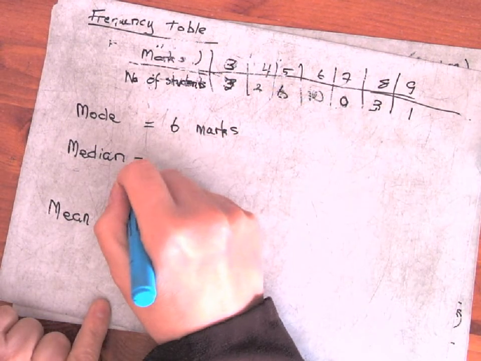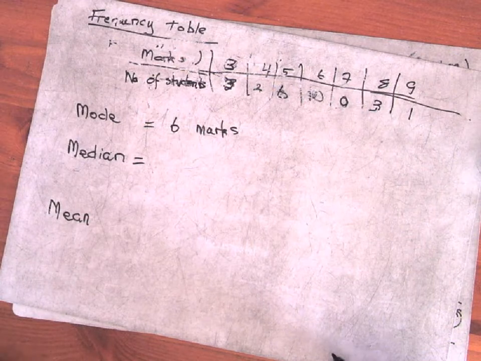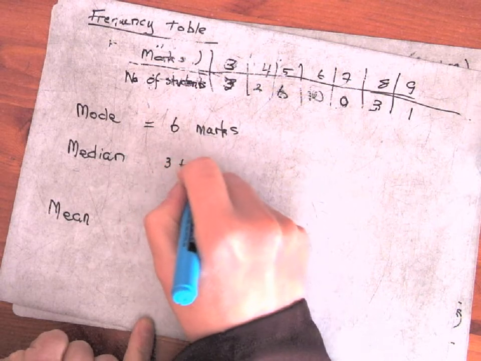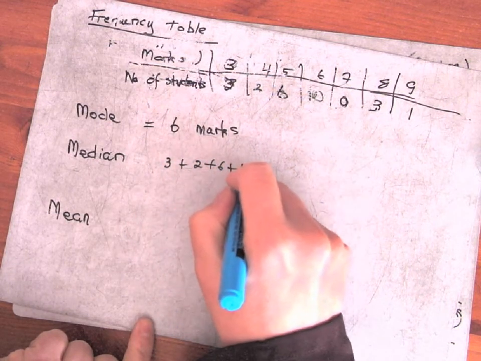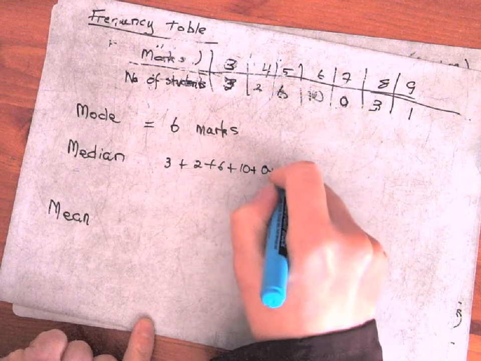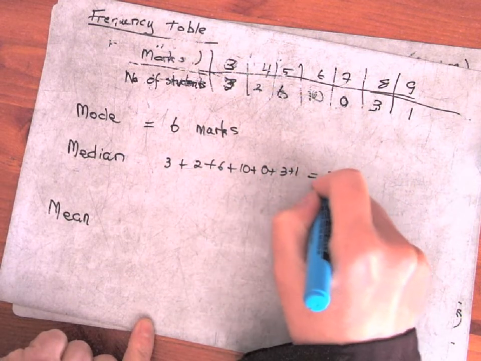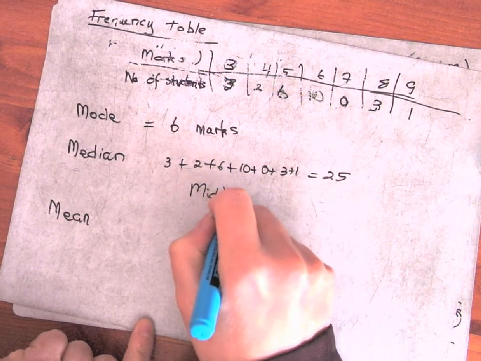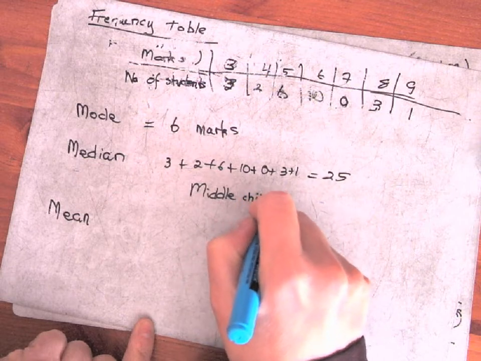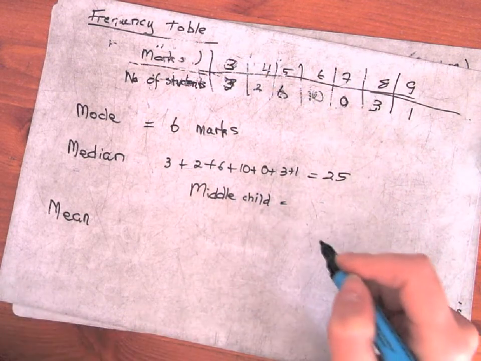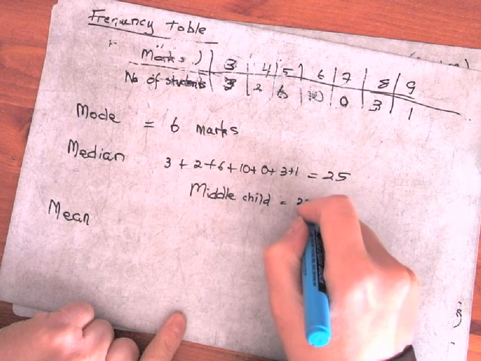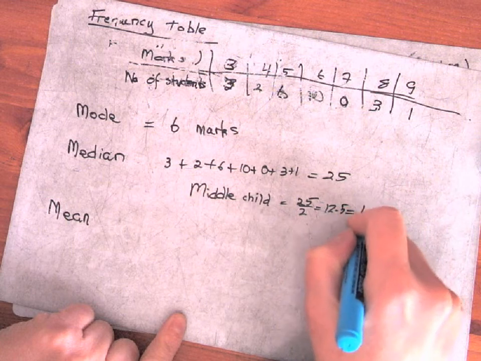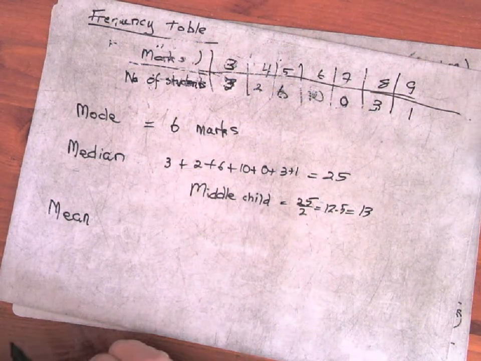The median is what mark did the middle child get. So to get the median, you need to find out how many children. So there's 3 plus 2 plus 6 plus 10 plus 0 plus 3 plus 1, that's 25. So the middle child is number 13. If it's an even number, there'll be 2 middle children and they'll be in the same interval anyway, so it's fine. So it's 25 over 2, which is 12.5, and that means it rounds up to number 13.